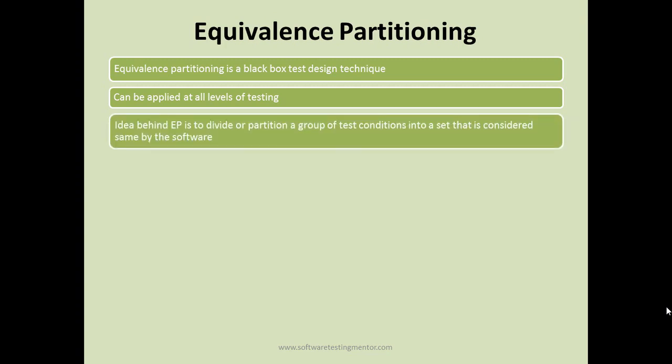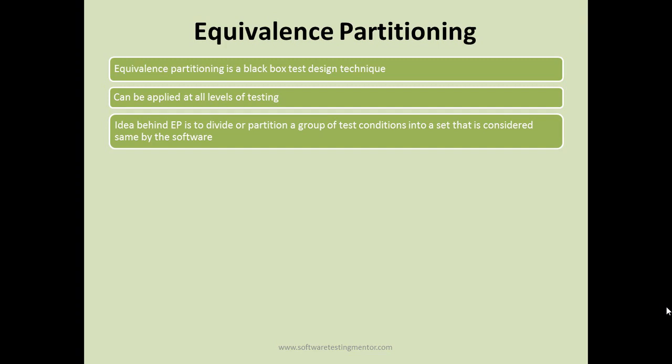Then the idea behind equivalence partitioning is to divide or to partition a group of test conditions into sets that are considered the same by the software. Suppose there is a text field in a web page in your web-based application which accepts some range of numbers. The range will start from some valid number and end at some valid number. Suppose it accepts just numbers from 1 till 100.